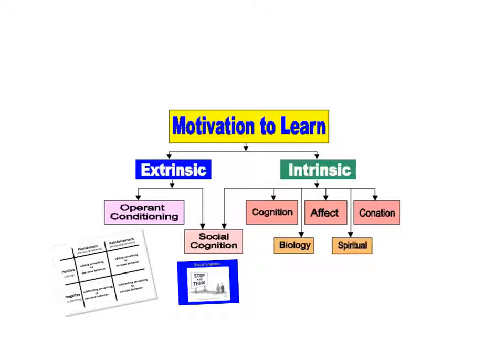Then there's intrinsic. This involves your cognition also, just like the extrinsic with the social cognition. It also affects the biology and the spiritualness of the student. And it also involves something that's called conation. This is like a self-purpose with how you perform with things. So basically, the extrinsic is behavior that's driven by reward, such as grades and praise, and intrinsic is internal reward.